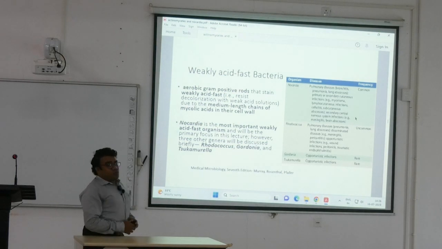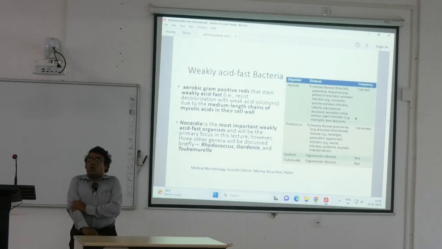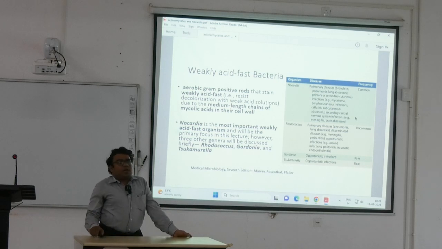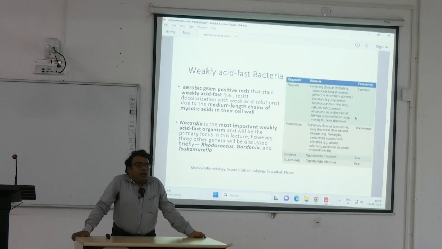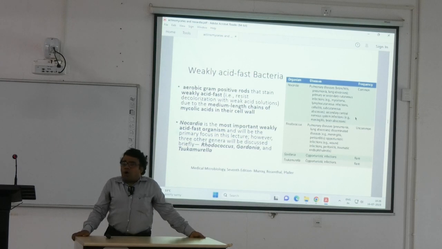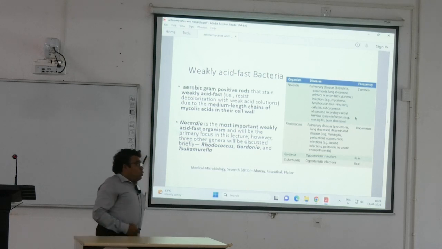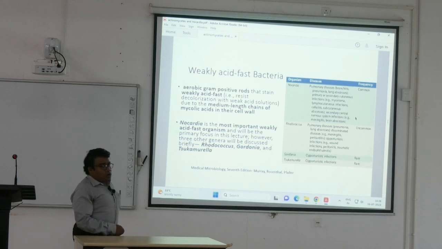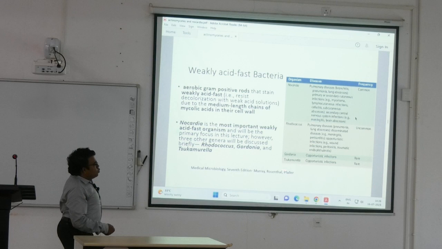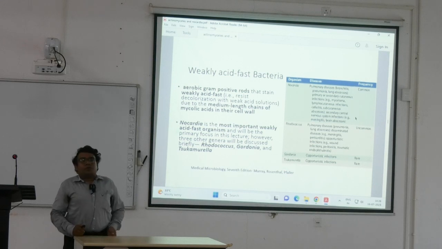Another group of organisms that we will consider, some bacteria which are weakly acid fast. Till now you have been taught about acid fast bacilli. These acid fast bacilli are of genus Mycobacteria, either Mycobacterium tuberculosis complex or Mycobacterium leprae. Other than that, there are other bacteria which can also be acid fast. Among these group, we have these organisms: Nocardia, Rhodococcus, Gordonia and Tsukamurella. Among them, Gordonia and Tsukamurella generally cause opportunistic infections.